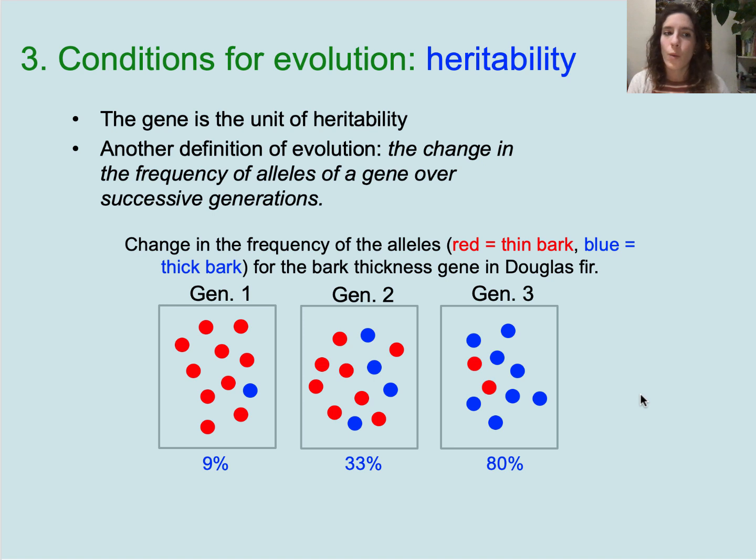Okay, so the gene is what is really important here. The gene is what's moving from generation to generation, and therefore it is the unit of heritability. And I wanted to introduce a new definition of evolution, a little more specific one now that we've been talking about some other terms. The change in the frequency of alleles of a gene over successive generations. This is the same definition of evolution as earlier, but with more specific terms, essentially.